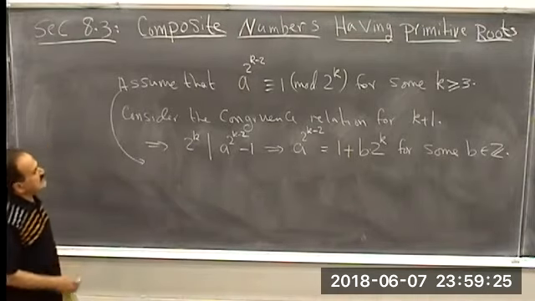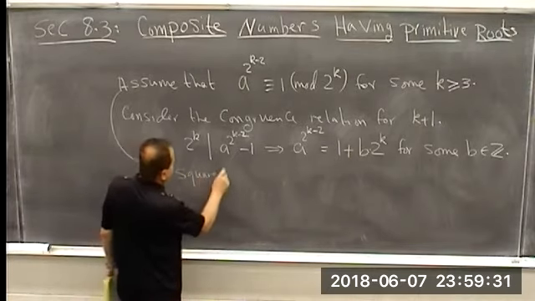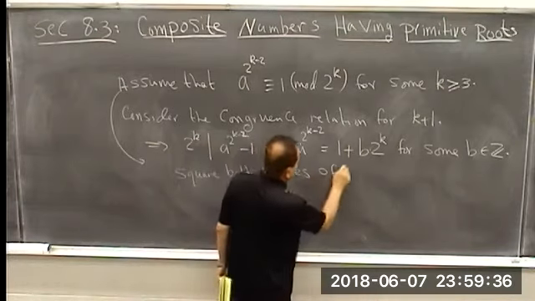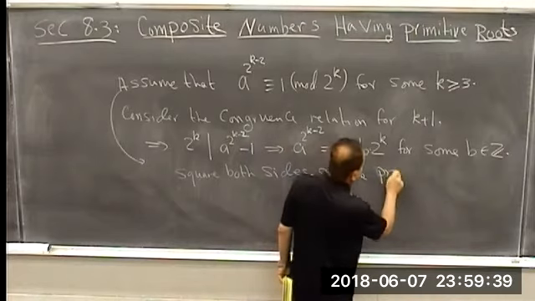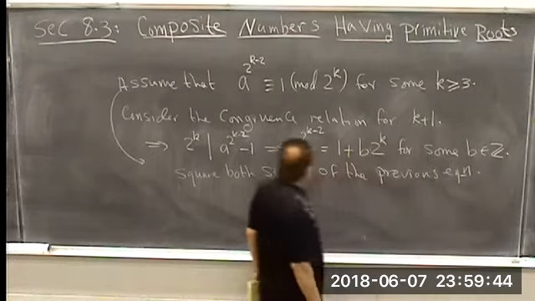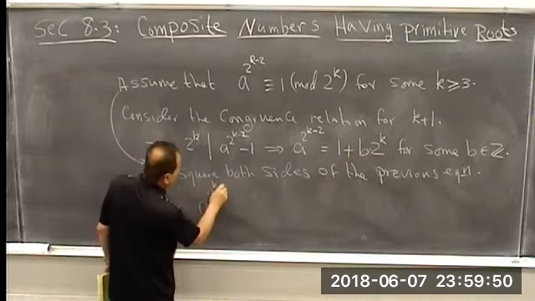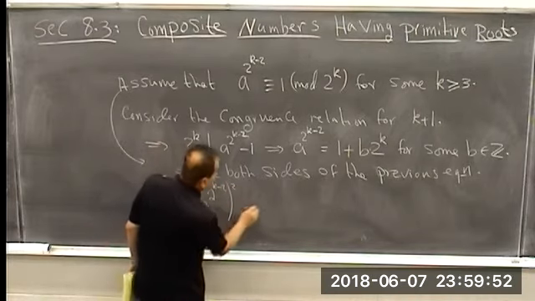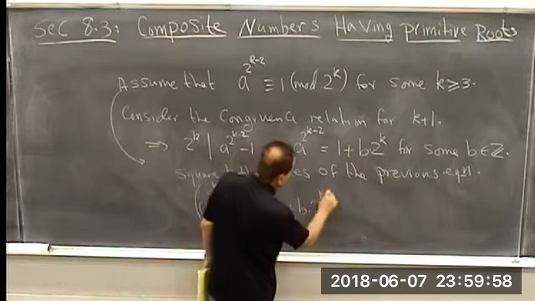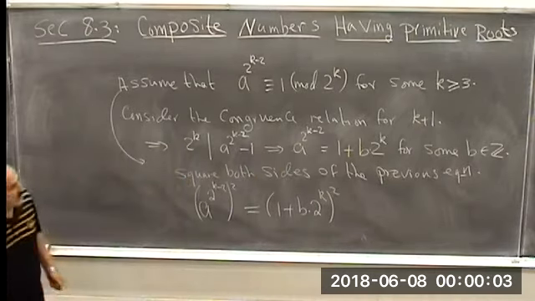All right, now we're going to square both sides of the previous equation. And this is what we get. We get a to the power 2 to the k minus 2, squared, and this is equal to 1 plus b times 2 to the k, squared. All right, well, let's simplify this and see what it looks like.